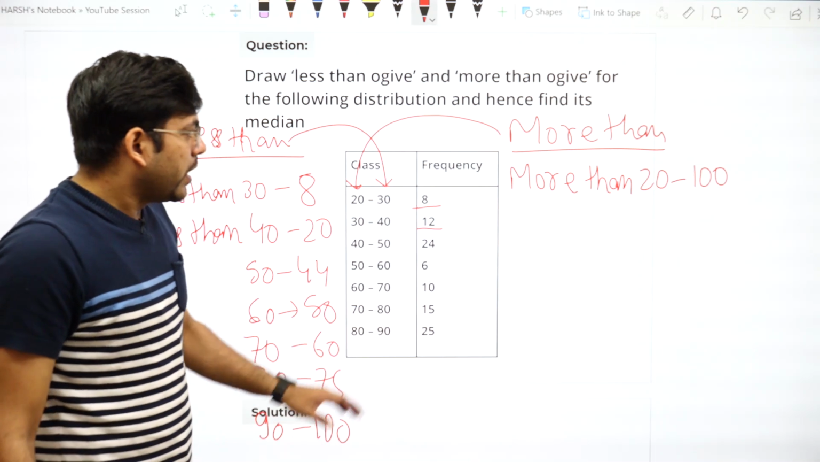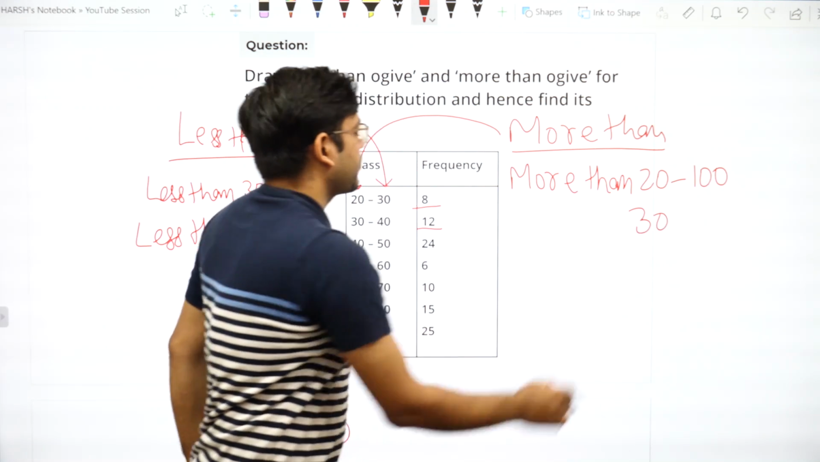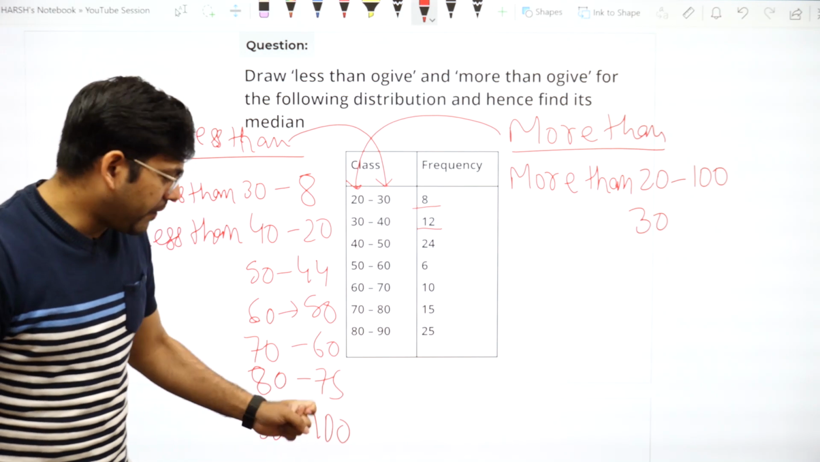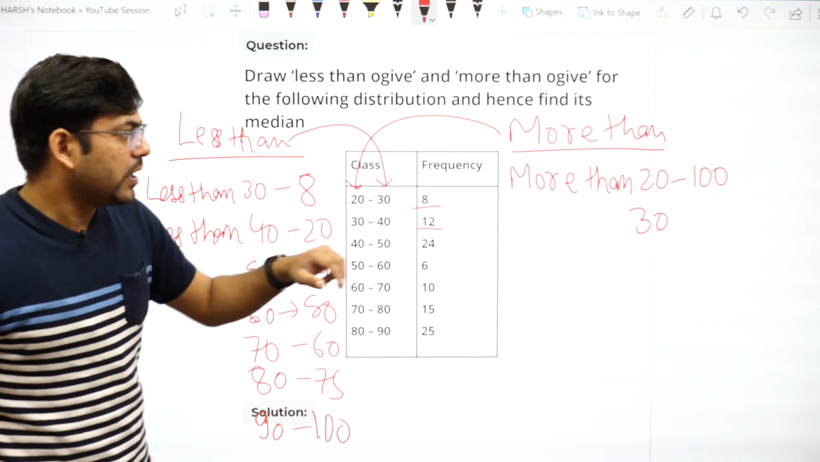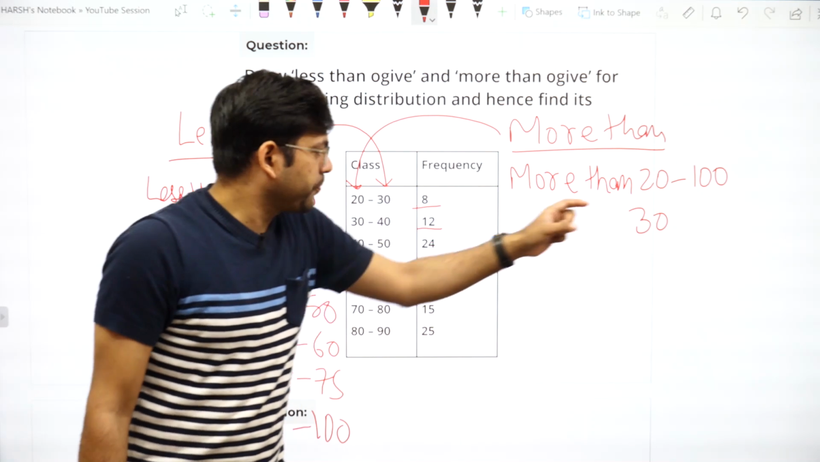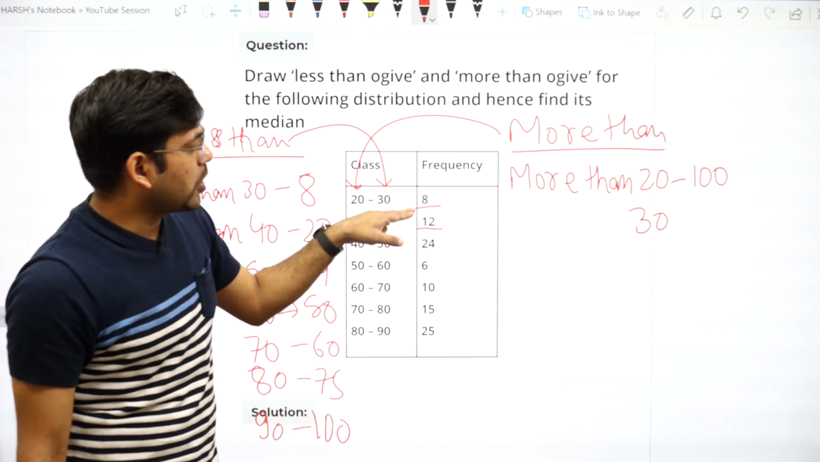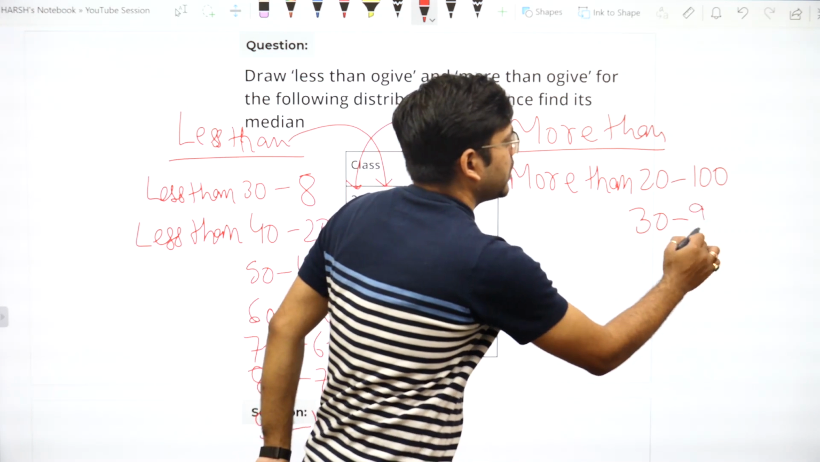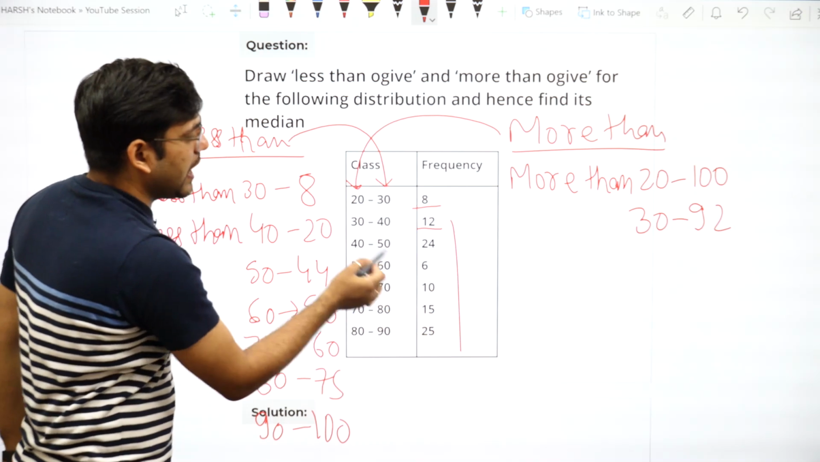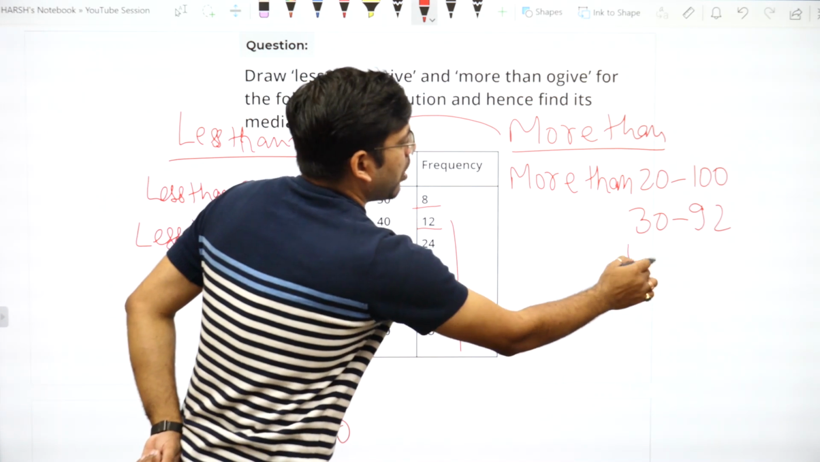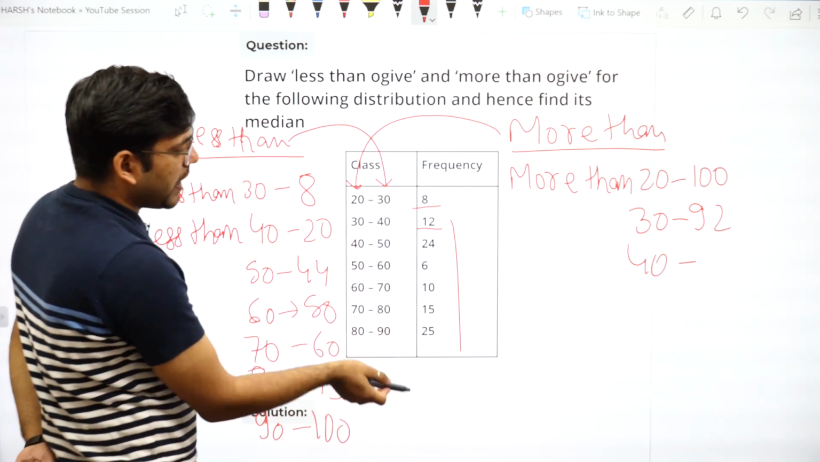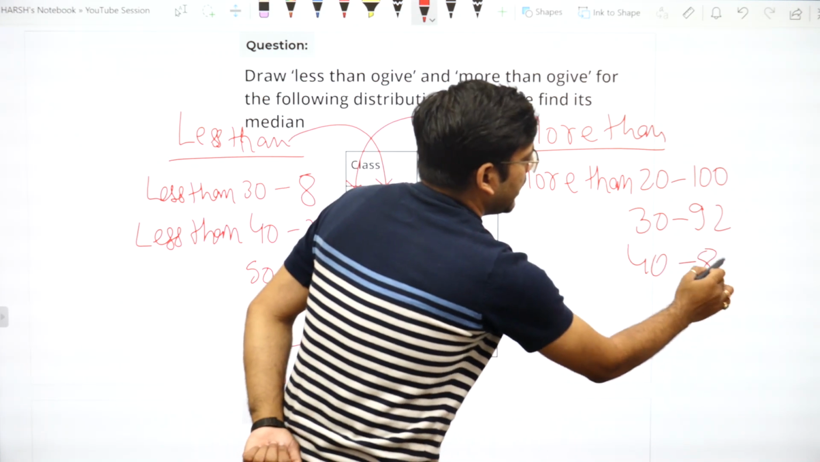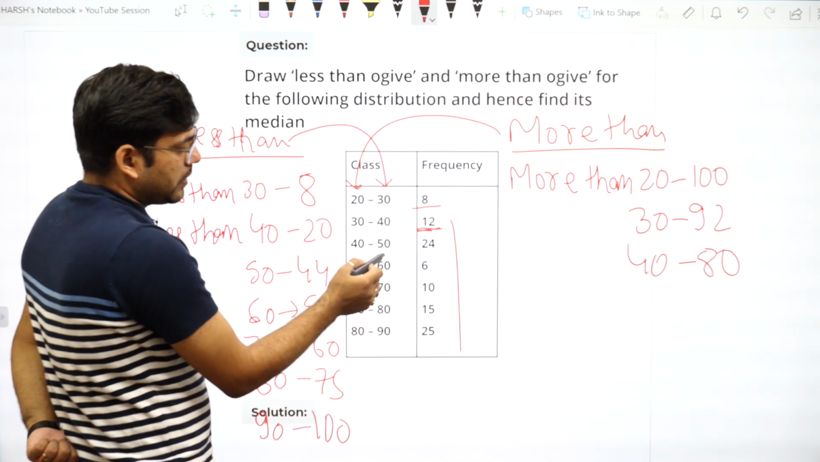Now, if I ask more than 30, this means all the values except this 8. So never go back from this side, rather get the value, add all of them. Now subtract 8 from this because 8 is not there and all of them are there. So 100 minus 8, you will be getting 92 because these 92 values are more than 30. Then for more than 40, now subtract this 12 from this 92. So we'll get 80.